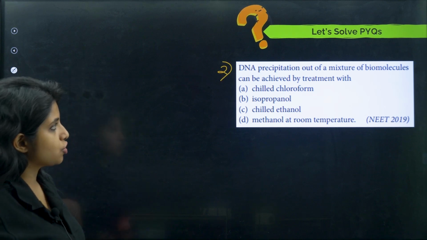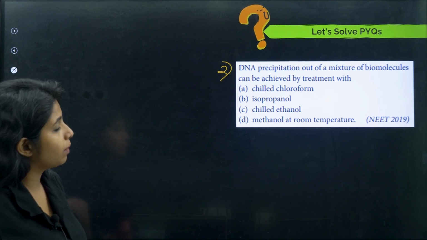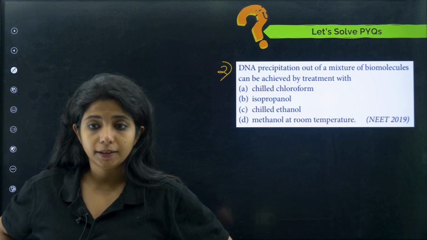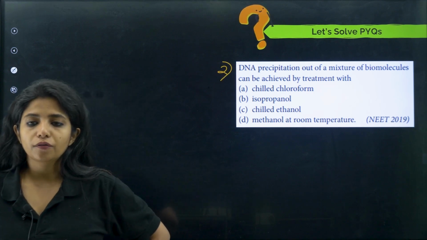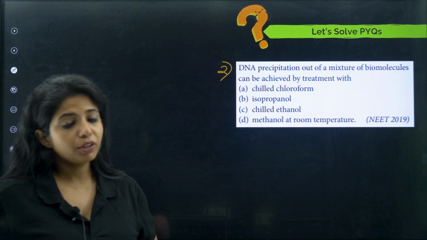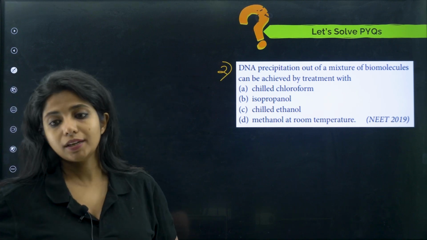Now, DNA precipitation out of a mixture of biomolecules can be achieved by treatment with what? How can you separate them out? Chilled chloroform, isopropanol, chilled ethanol, or methanol at room temperature. This came in NEET 2019 again.